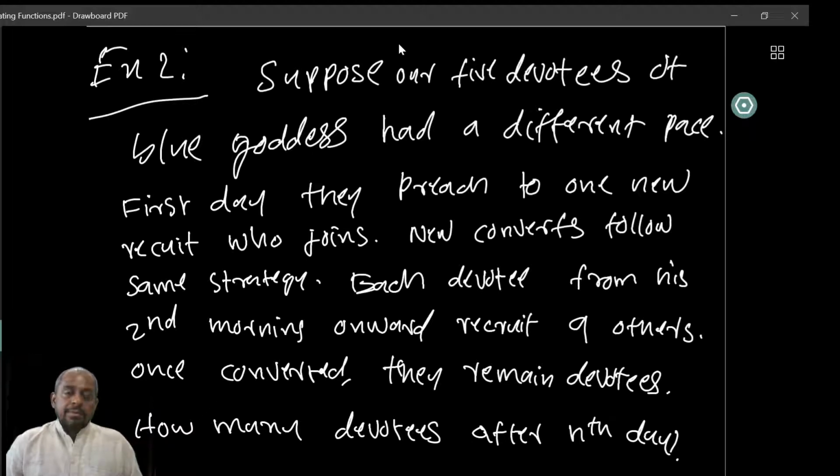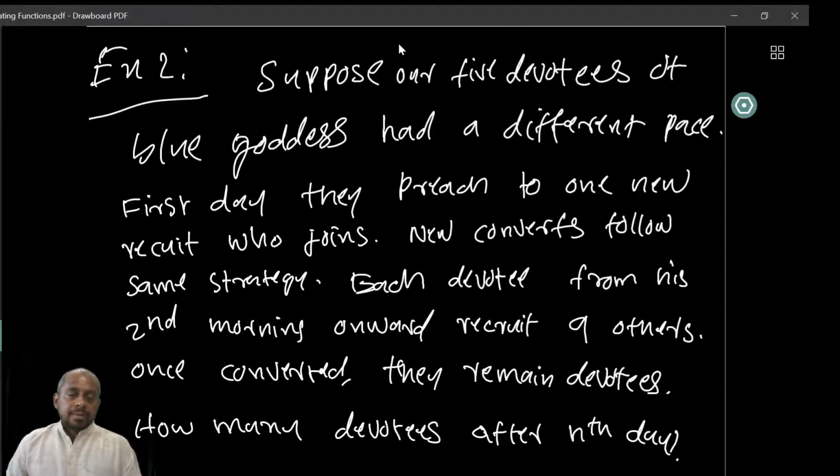So you have 5 devotees who started this religion of Blue Goddess. And what they do is that on the first day, they will preach to one new recruit who will join. Now, everybody who gets converted does the same thing: in the next morning, they will preach to exactly one new person and he will also join. Now, from the second day onwards, for every person, after he joined, the second morning onwards, they will recruit 9 new people, and all of them, once converted, will be the devotees forever.